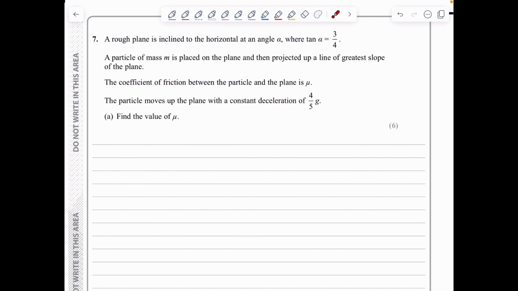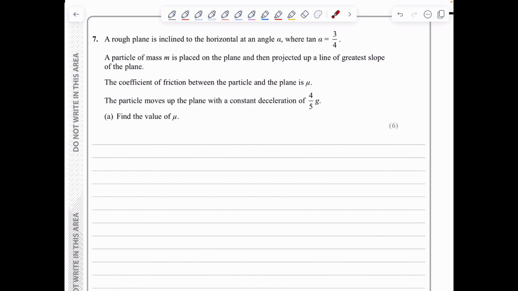Question 7. A rough plane is inclined to the horizontal at an angle alpha where tan alpha is 3 over 4. We've got a particle of mass m placed on the plane and then projected up a line of greatest slope. The coefficient of friction is mu. We are told that the particle moves up the plane with a constant deceleration of 4 over 5 g, and we need to determine the value of mu.